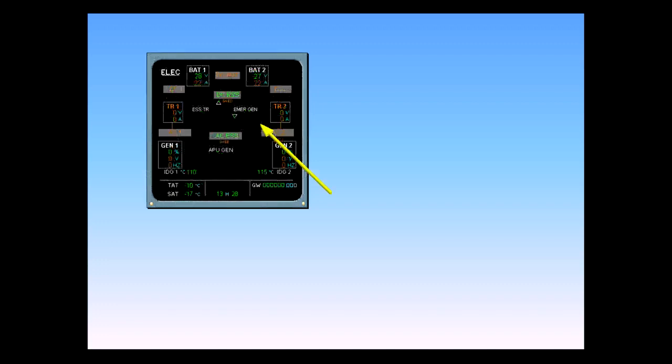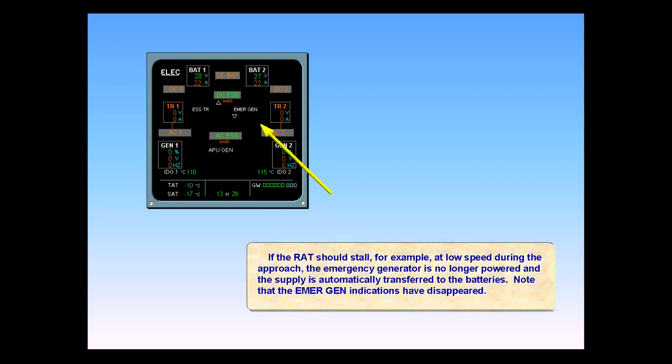If the RAT should stall, for example, at low speed during the approach, the emergency generator is no longer powered and the supply is automatically transferred to the batteries. Note that the emergency generator indications have disappeared. Because the battery discharge current is high, the indications are displayed in amber.